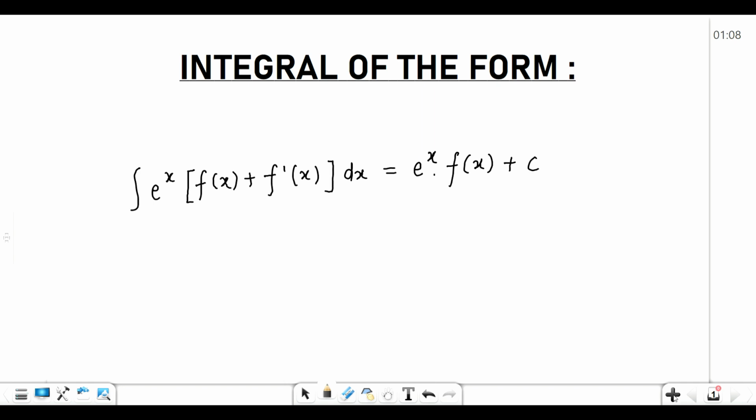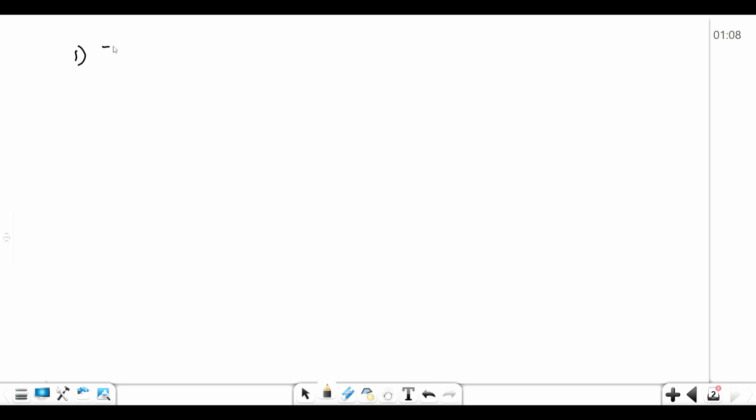Okay, so let's take the first example here, where I is equal to the integration of e raised to x, in the bracket 1 upon x minus 1 upon x square, dx. Now if you look at the example, this is 1 upon x, and the derivative of 1 upon x is nothing but minus 1 upon x square. You should know differentiation to do this form of integral.